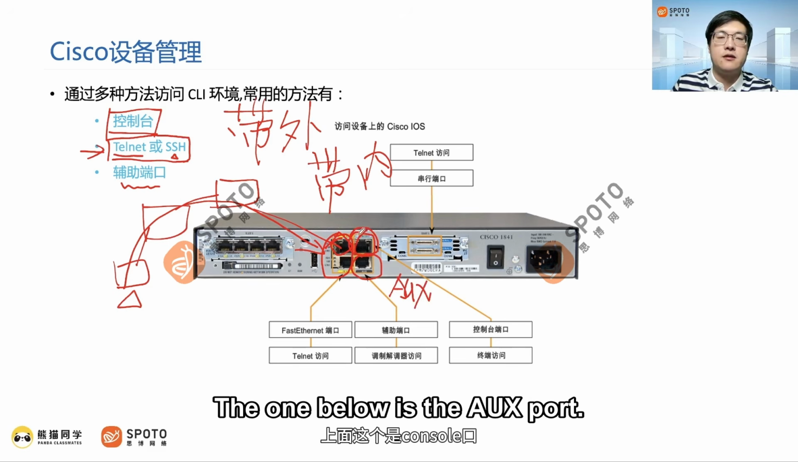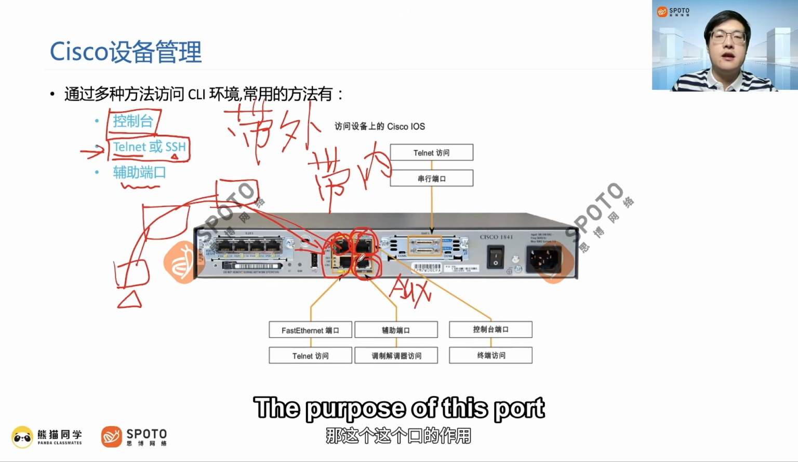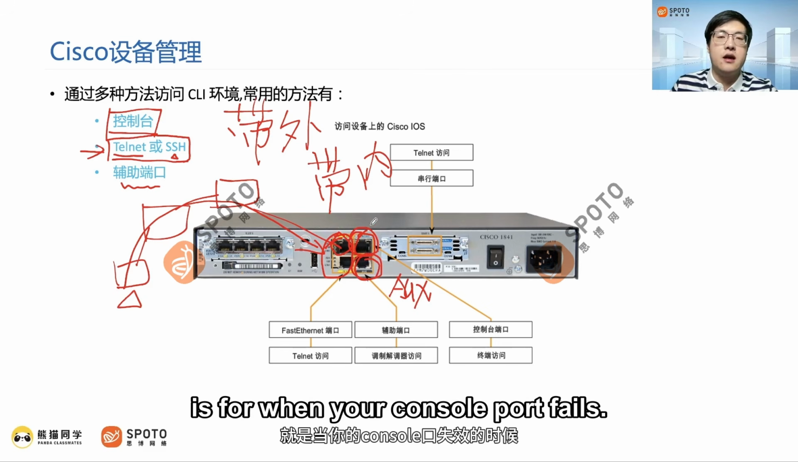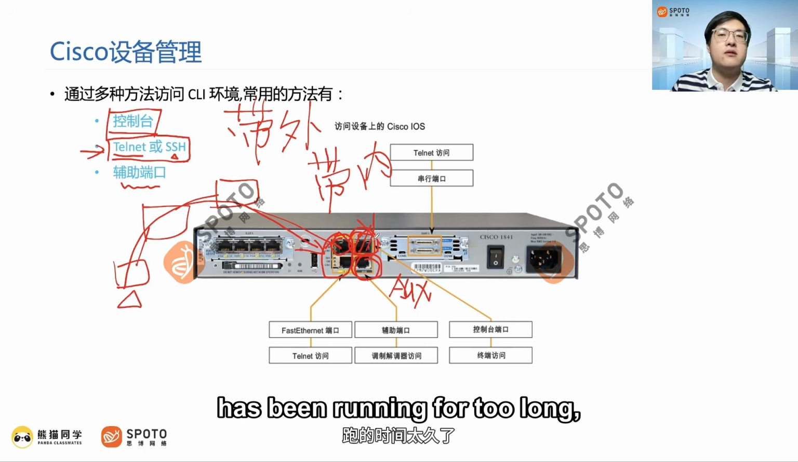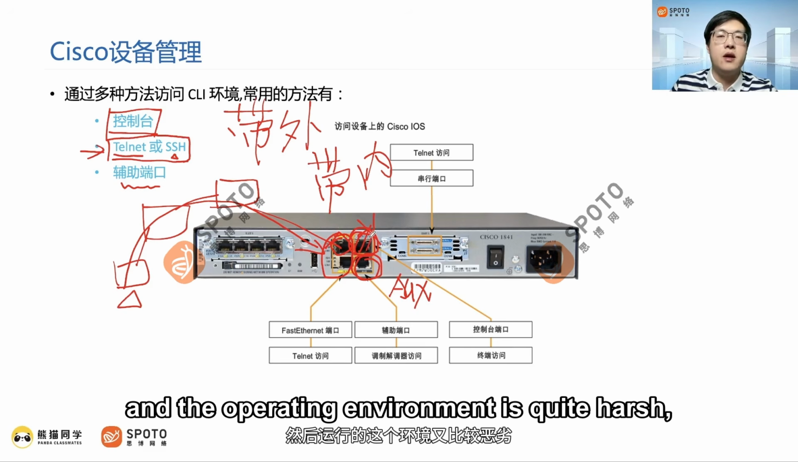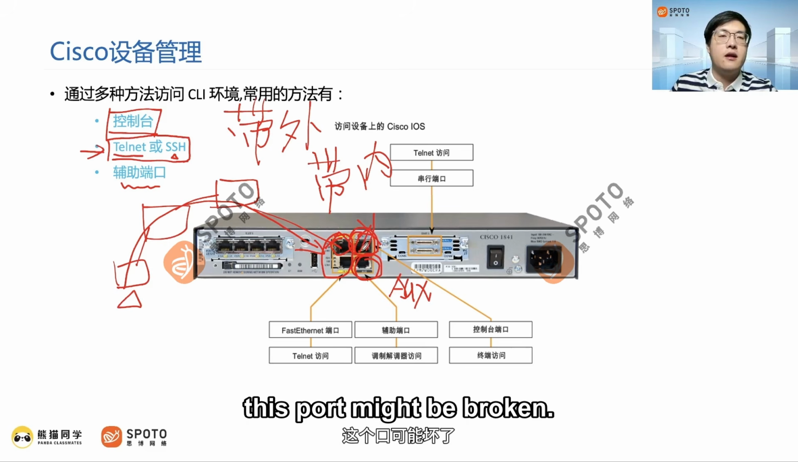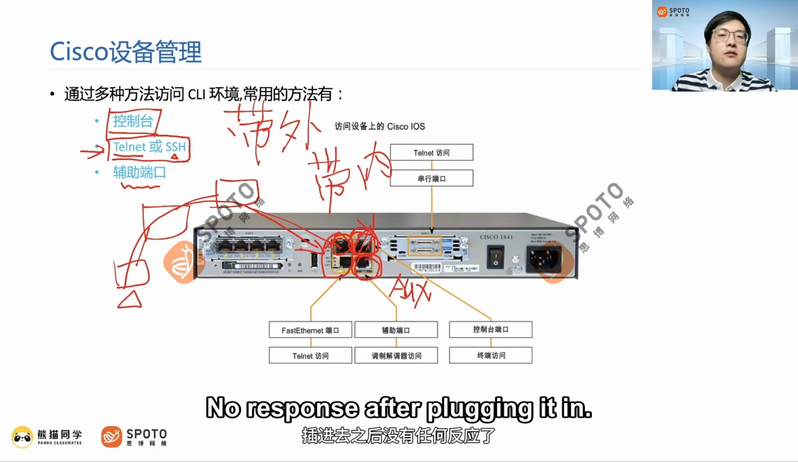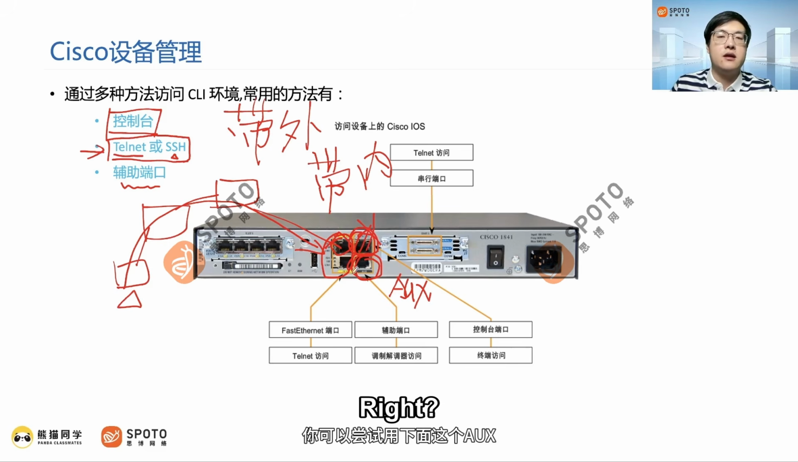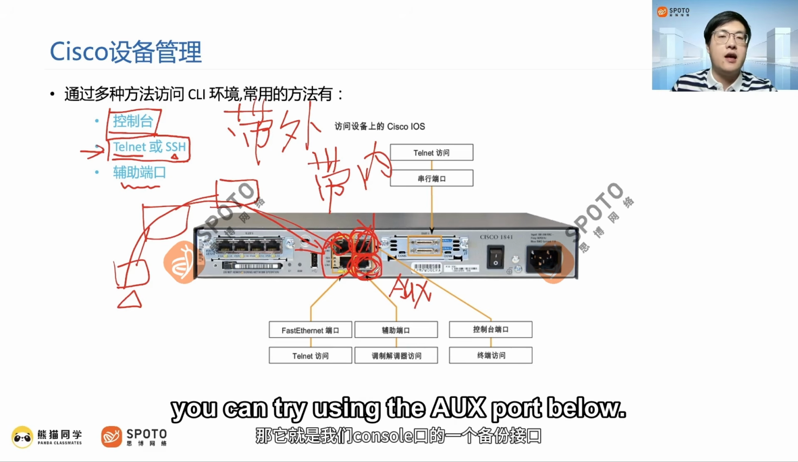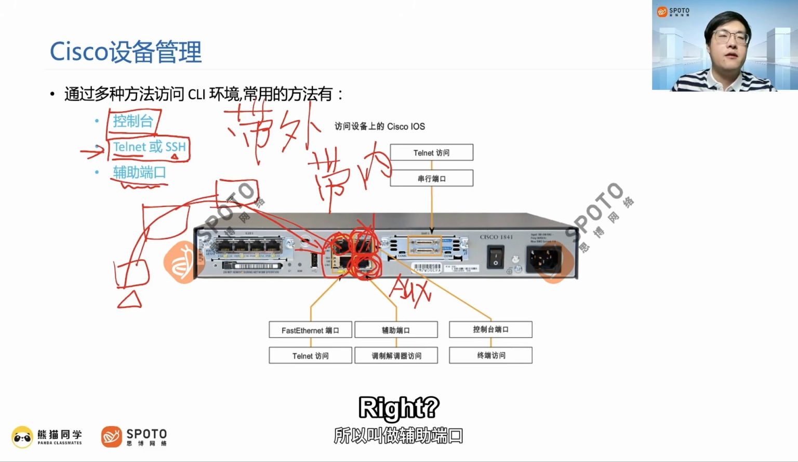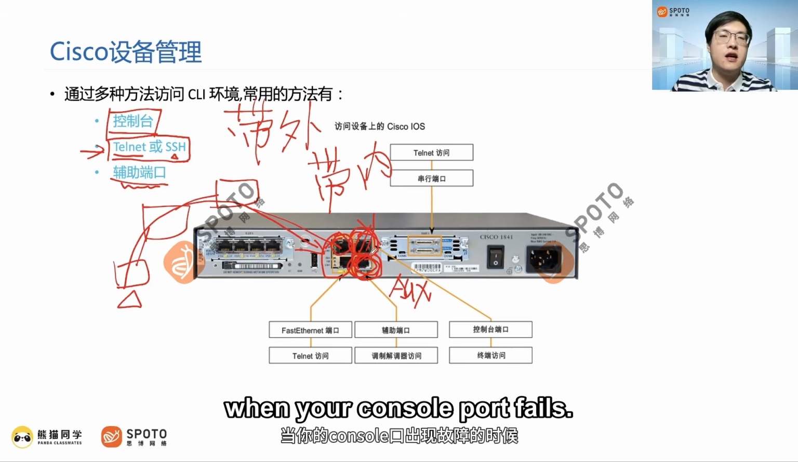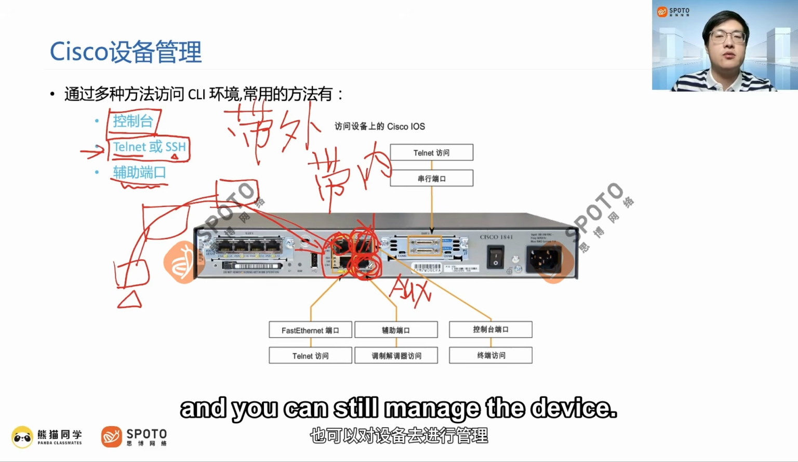The one above is the console port, and the one below is the AUX port. The purpose of this is for when your console port fails. For example, if this device has been running for a long time and the operating environment is quite harsh, this port might be broken, with no response after plugging it in. At this point, you can try using the AUX port, which serves as a backup interface for the console port. So, it's called an auxiliary port. It is used when your console port fails. Use the port below, and you can still manage the device.